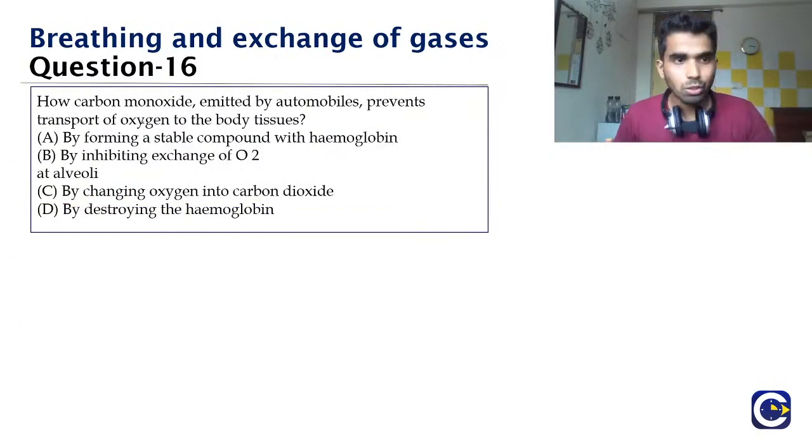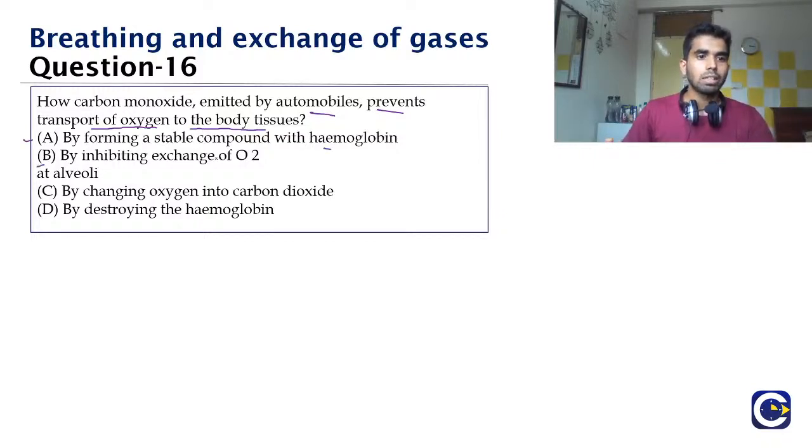So till now it is fun, isn't it? How does carbon monoxide emitted by automobiles prevent the transport of oxygen to the body tissues? Option B, by inhibiting the exchange of oxygen at the alveoli. Option C, by changing oxygen into carbon dioxide. And option D, by destroying the hemoglobin.